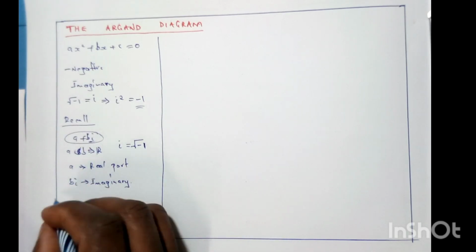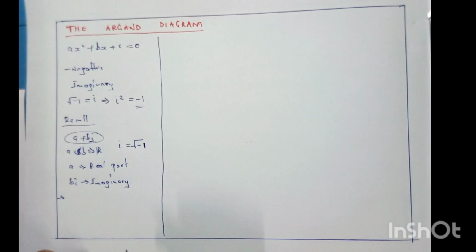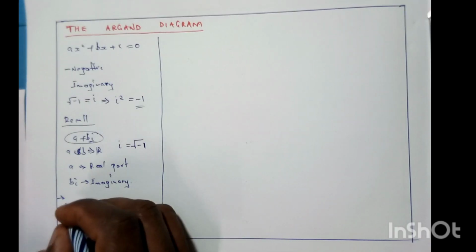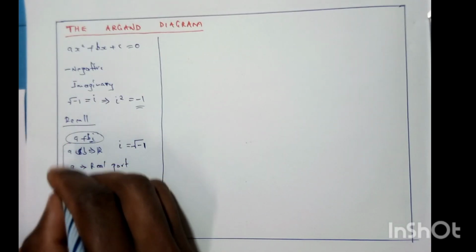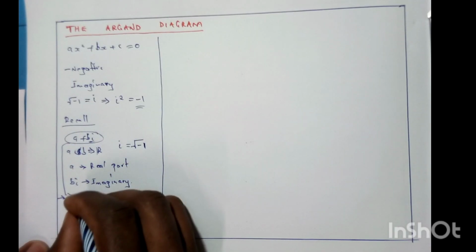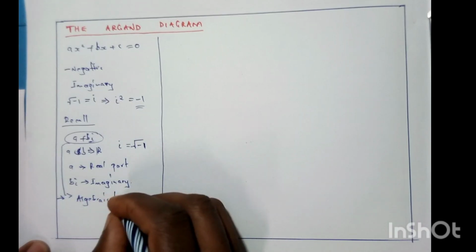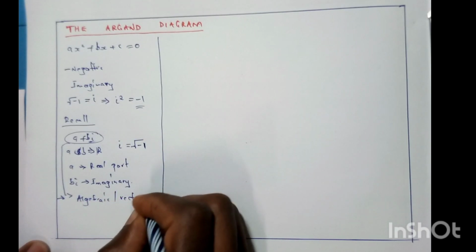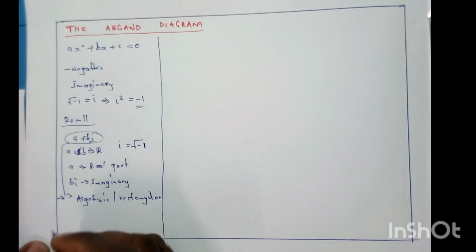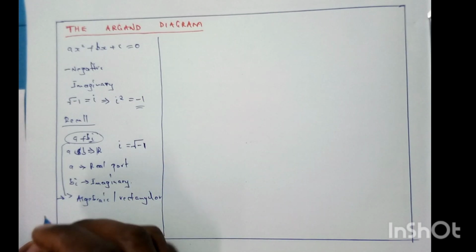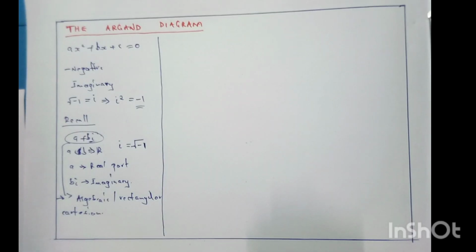In some of our literature, we are going to encounter this form being referred to as the algebraic, or the rectangular, or sometimes numbers.